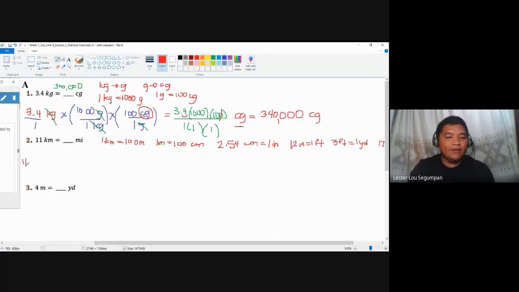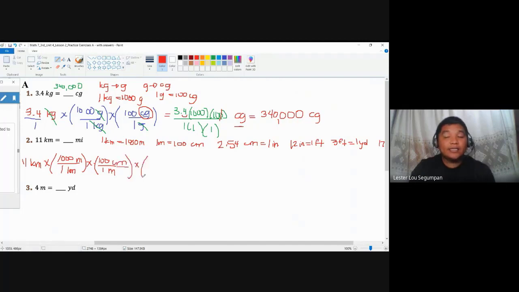So we have 11 kilometers times, make sure that the kilometers is found in the denominator. So 1 kilometer is equal to 1,000 meters. Sorry for that, I mentioned 1,000 earlier. Times another conversion factor here, 1 meter is 100 centimeters.